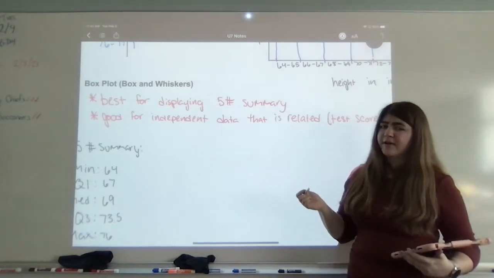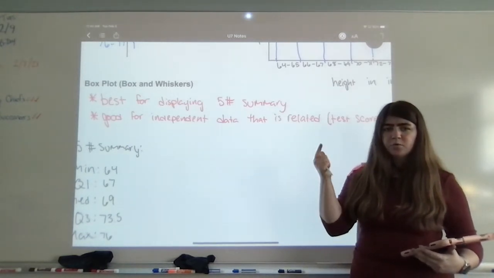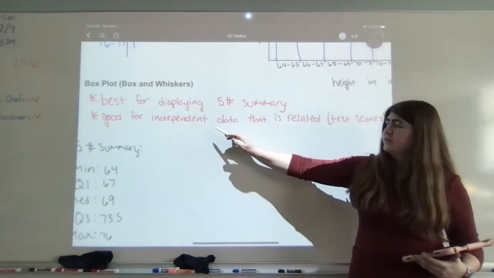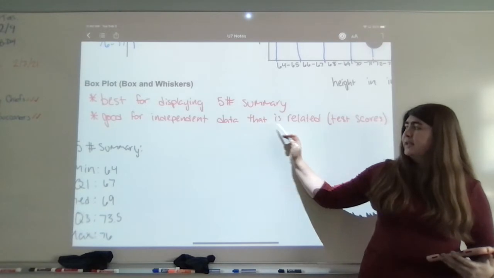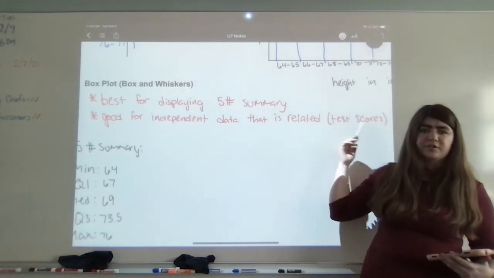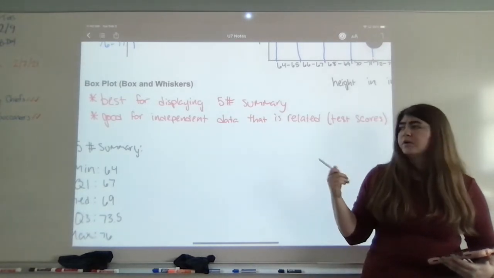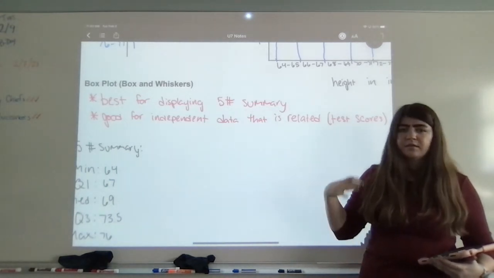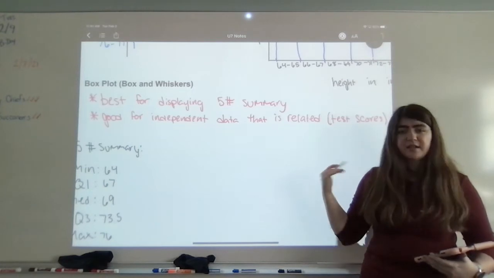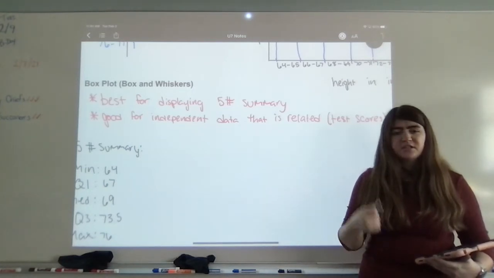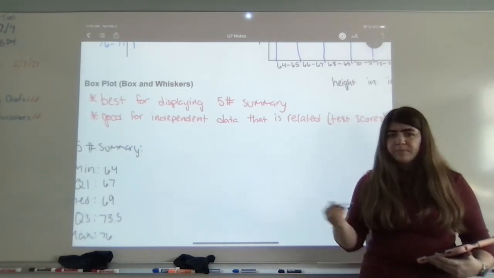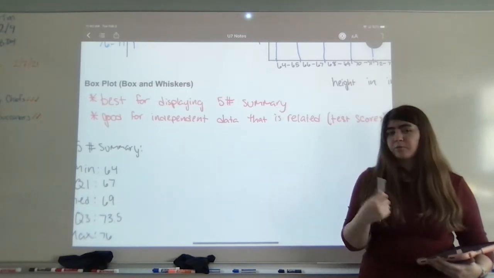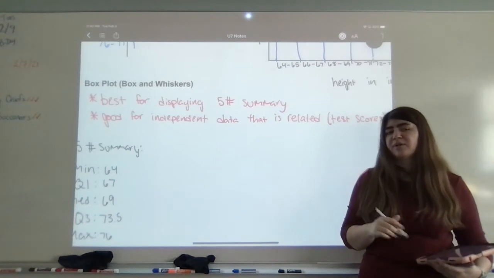Just a reminder, your 5-number summary would be your minimum, Q1, your median, Q3, and your maximum. And box and whisker plots are good for independent data that is related. For example, test scores. So we are looking at specifically heights in this scenario. That's another example. It's single data that belongs to a group of people, and it doesn't matter who those people are or what number goes with which person. You're just looking at the numbers as a whole.